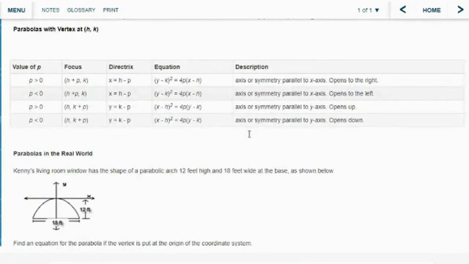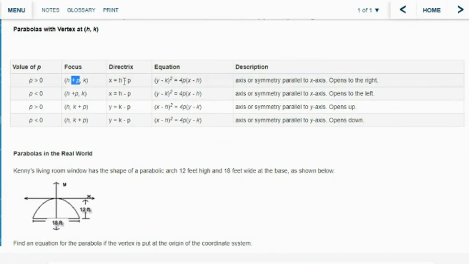Now here's a little chart that you may want to copy and paste. You may want to write this down in your notes. You may want to print this page or whatever you want. This little chart is a nice summary of what we've learned. If the value of p is greater than 0, okay, so this is for an equation that has a y squared. See, these first two are y squared. So this is one that opens right and left. So it says this opens to the right if p is greater than 0. And here's how you find the focus. You take the vertex and you add p to the h.